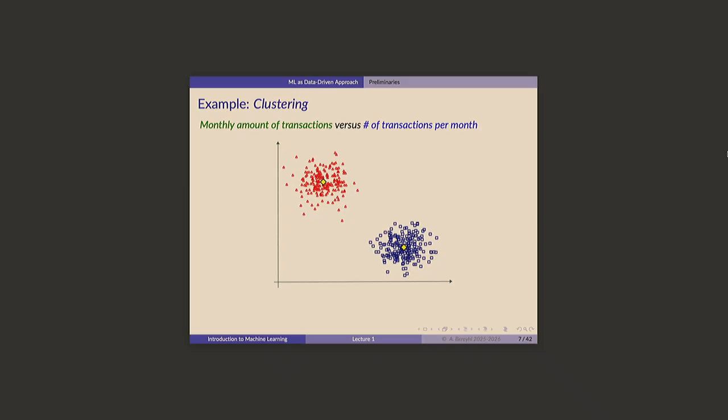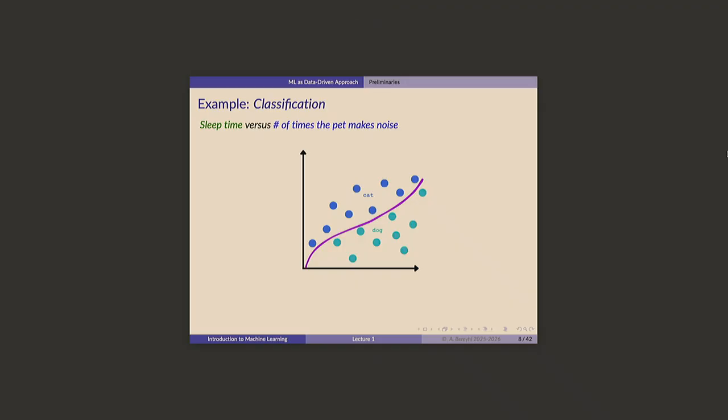Everybody's clear? So now that I understand this, if I see a point like this, it is going to help me make an argument about that point: whether this new bank account sounds normal or it sounds a bit fishy, and I should take a more careful look into it. So this is the problem of clustering. Another problem that we are going to discuss is the problem of classification.